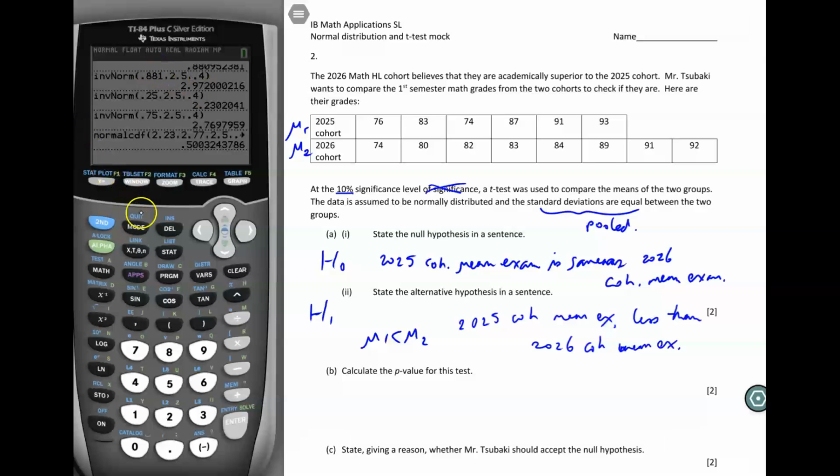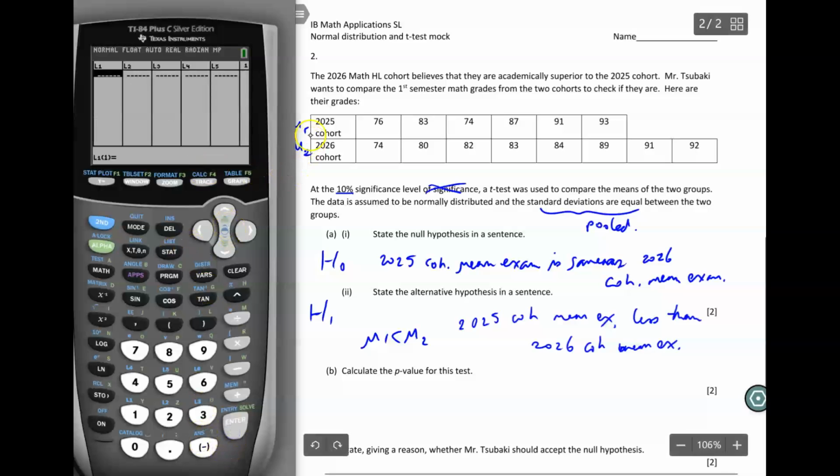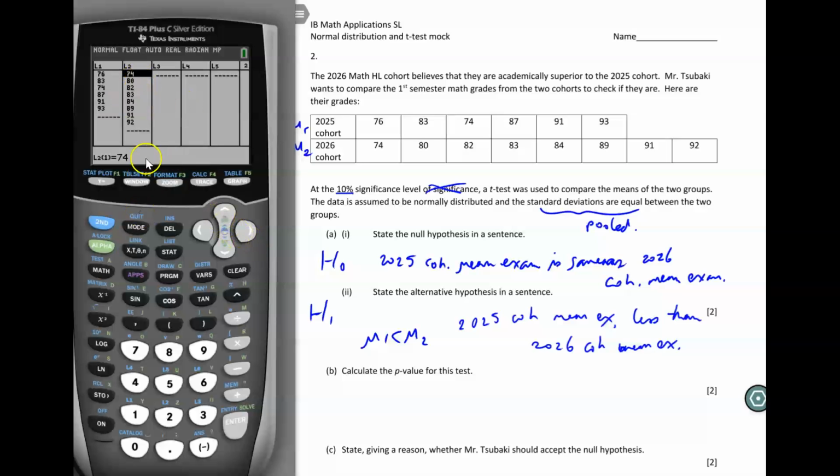Okay, so let's do the calculate. We're gonna put in the data, and then we're gonna do the calculation. So we're gonna do stat edit, and then we're gonna have list 1 and list 2. We're gonna put mean 1 data here and mean 2 data here. So I'm gonna put 76, 83, blah blah blah. Here I'm gonna put 74, 80, blah blah blah. So I'm gonna do that, and then I'm gonna be back in a second. So I'm gonna pause.